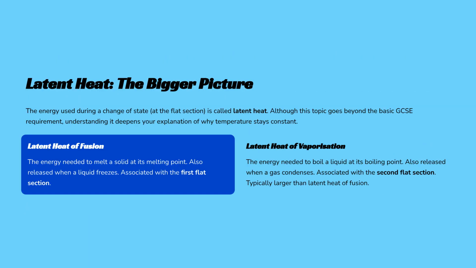Latent heat is the energy used during a change of state. The latent heat of fusion is required for melting or released during freezing, while the latent heat of vaporization is required for boiling or released during condensation. Vaporization typically requires more energy than fusion.